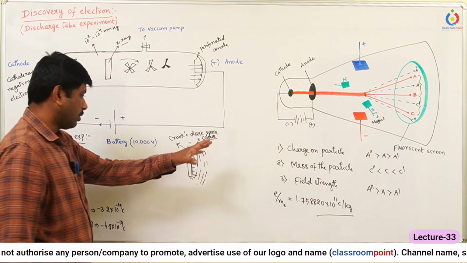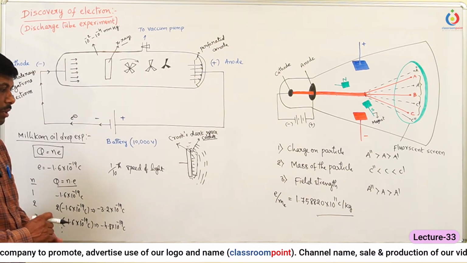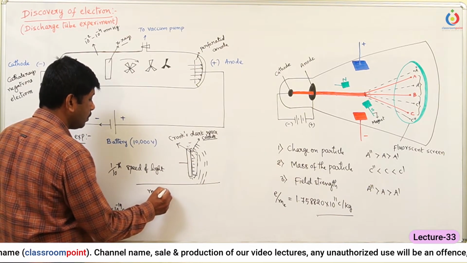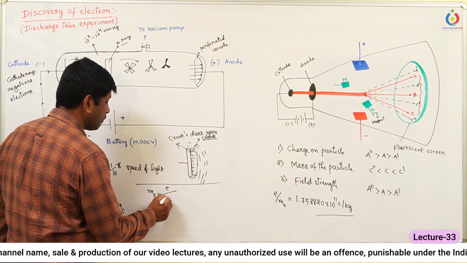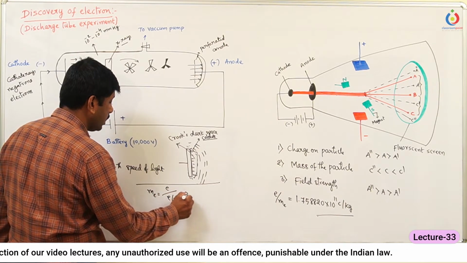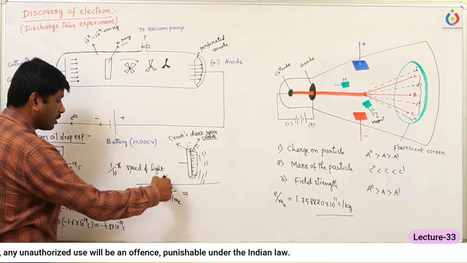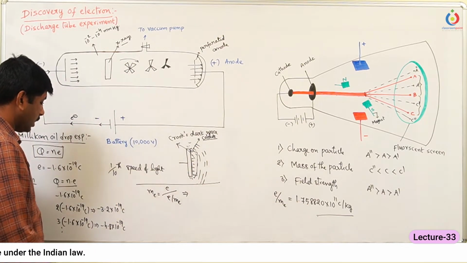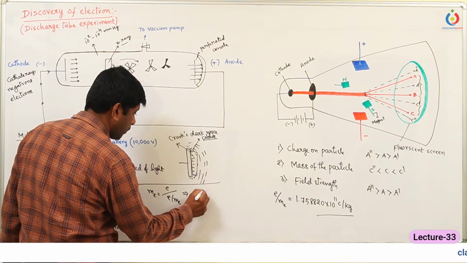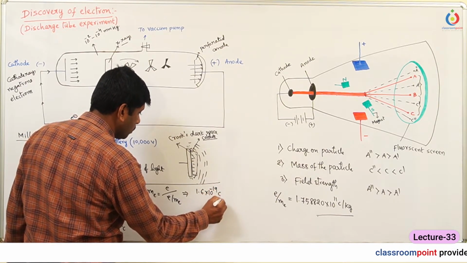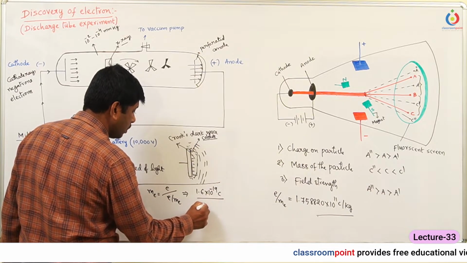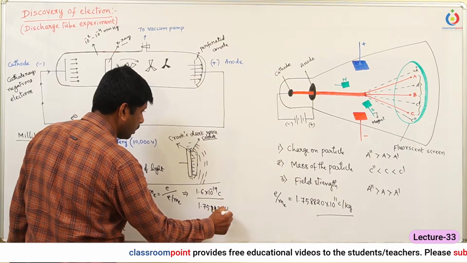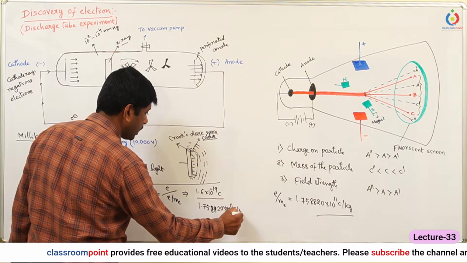Using the charge to mass ratio of the electron and the charge on the electron, we are able to calculate the mass of the electron. So the mass of the electron equals the charge divided by the charge to mass ratio of the electron. Here the charge values cancel out and the mass value will come out, because the ratio contains both the charge and mass values. So the charge of the electron, 1.6 into 10 power minus 19 coulombs, divided by the charge to mass ratio, 1.758820 into 10 power 11 coulombs per kg.